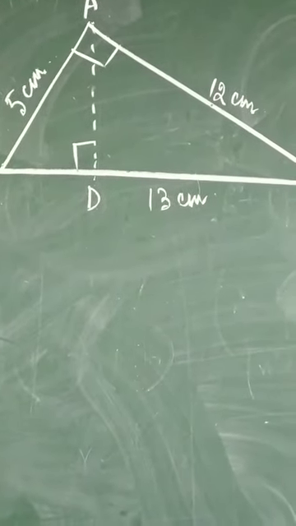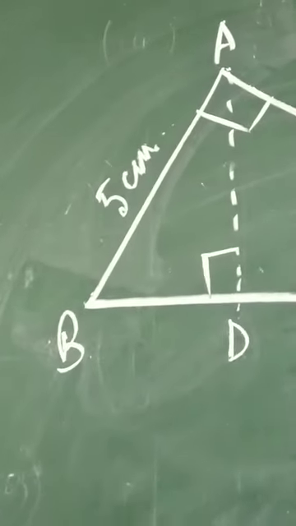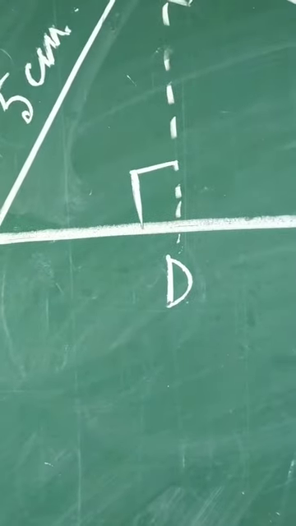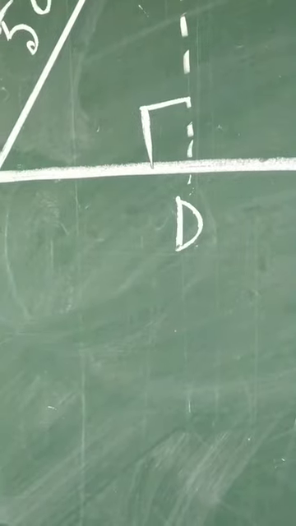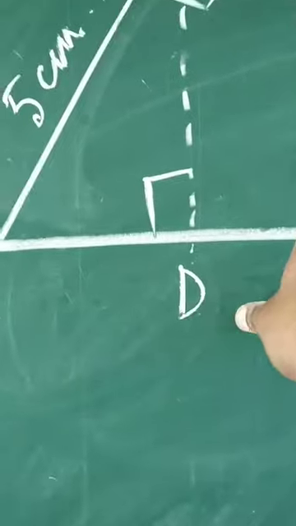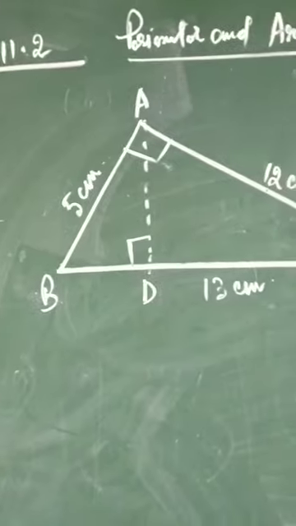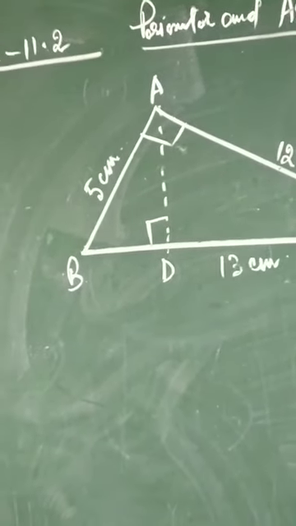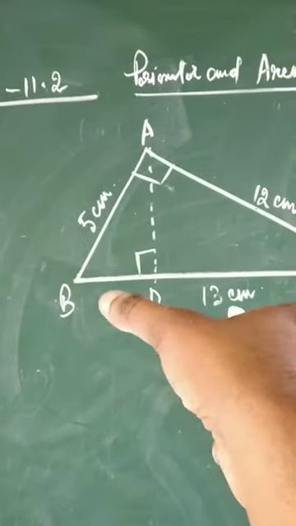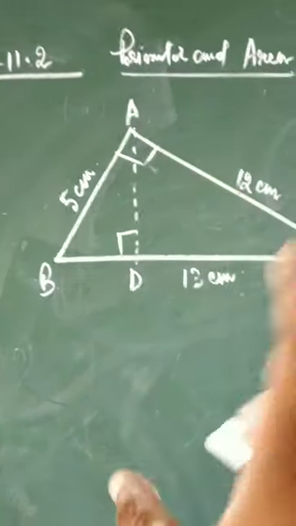And we also have to find the measure of AD. Now you might be thinking that this is the height and this is the base of this triangle, and the formula is half into base into height is area. The base is 13 centimeter, which is already given, but the height is unknown. So we cannot find the area using BC as the base and AD as the height.